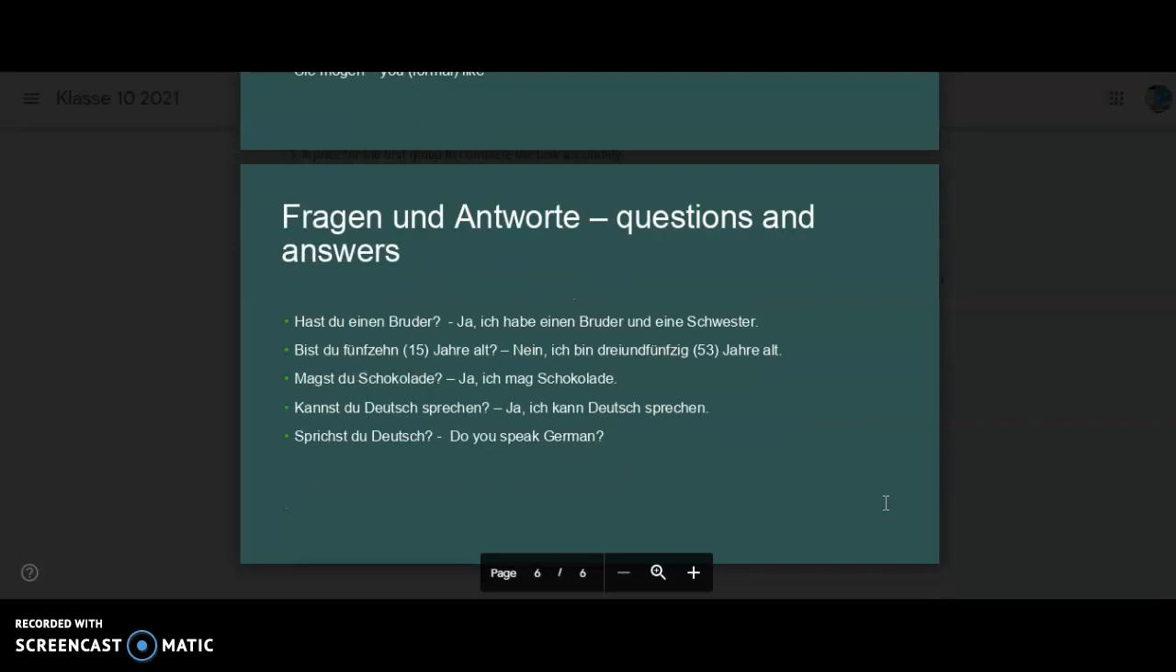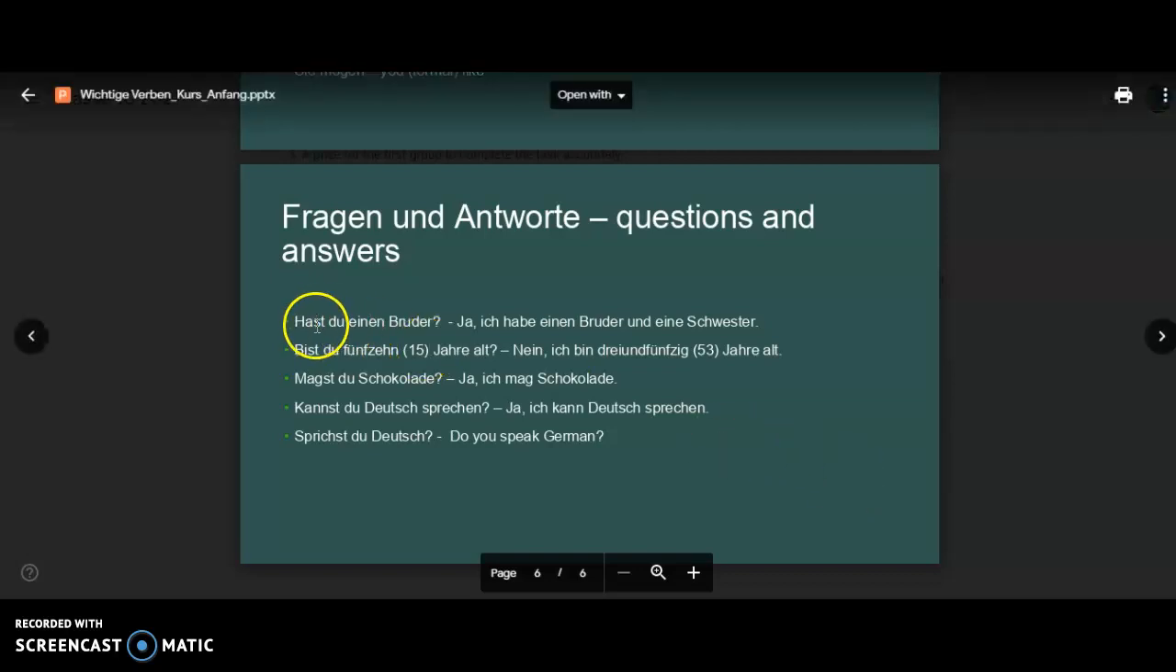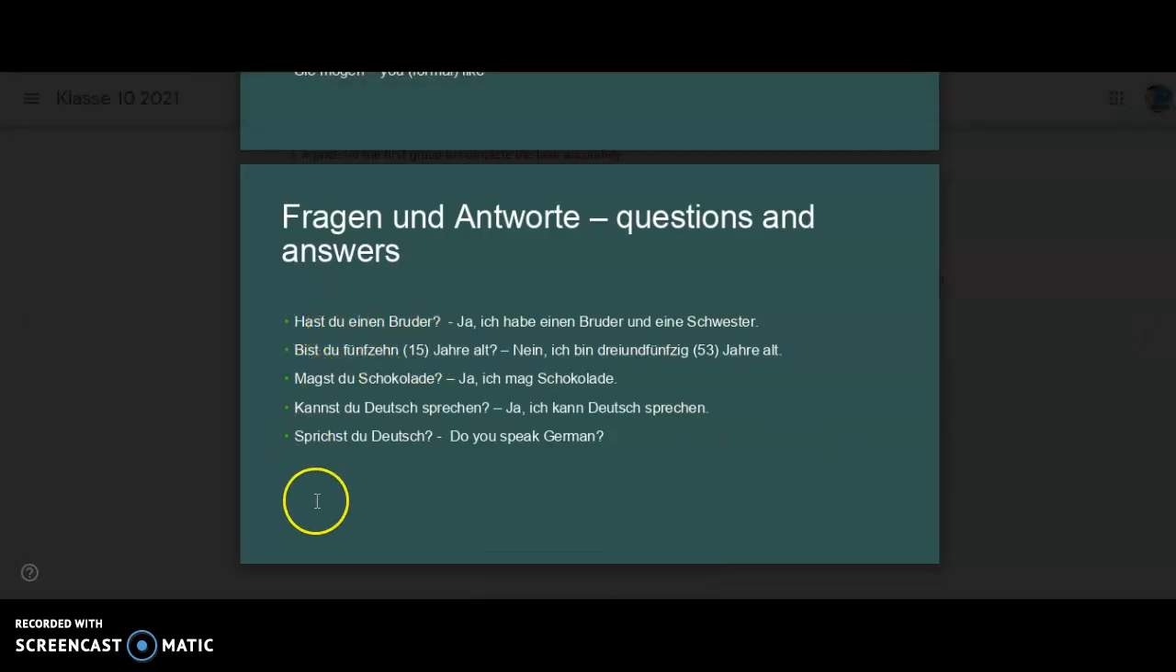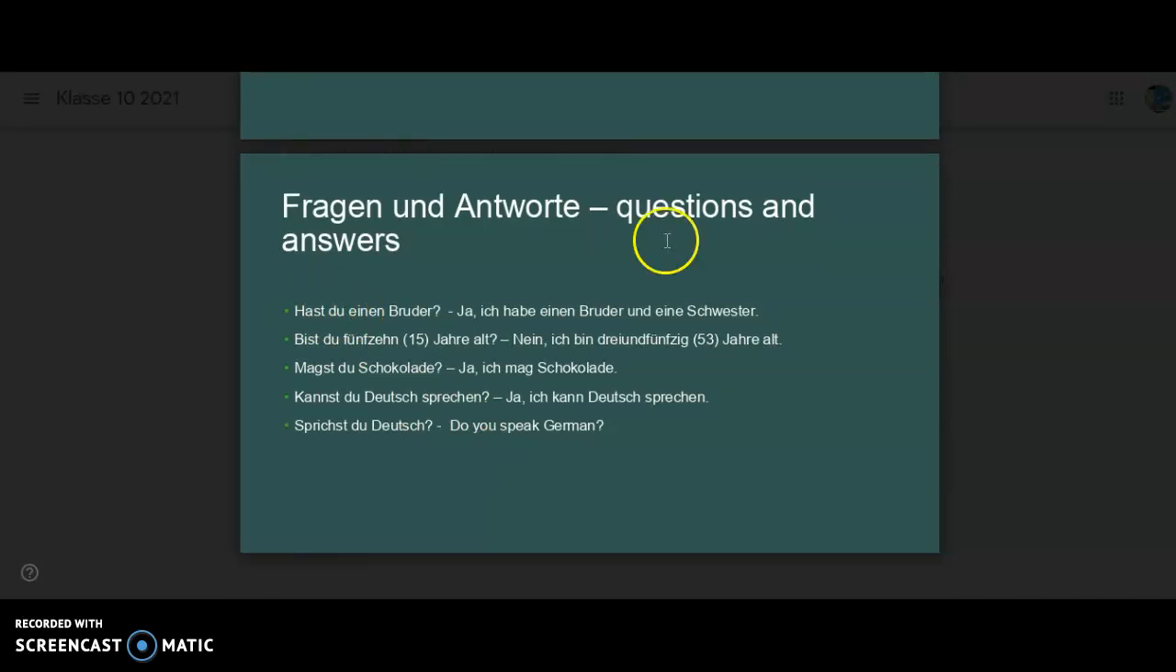So you'll see that where we've got the questions, the verb comes first. Hast du einen Bruder? Bist du 15 Jahre alt? Magst du Schokolade? Kannst du Deutsch sprechen? Sprichst du Deutsch? So these two mean the same thing more or less. I just wanted to use the verbs differently. So where you've got a question, instead of du hast, we swap it round. Hast du. Okay.